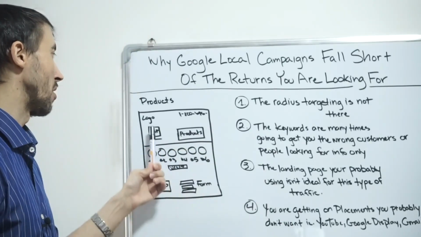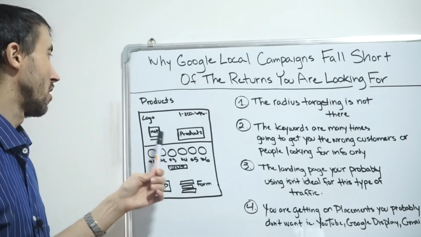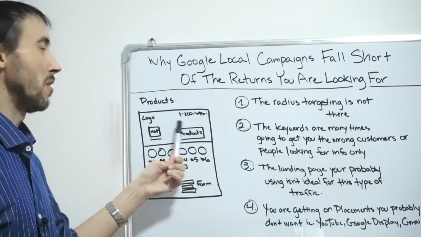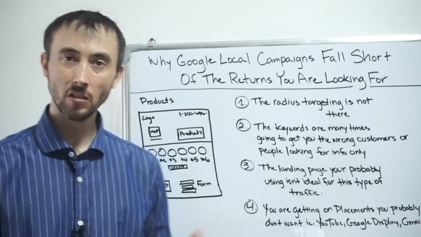Maybe they want to call. Maybe they want to know where we're at. Maybe they want driving directions. Maybe they want to see what kind of products we have. Maybe they want to see what the outside of the building looks like.